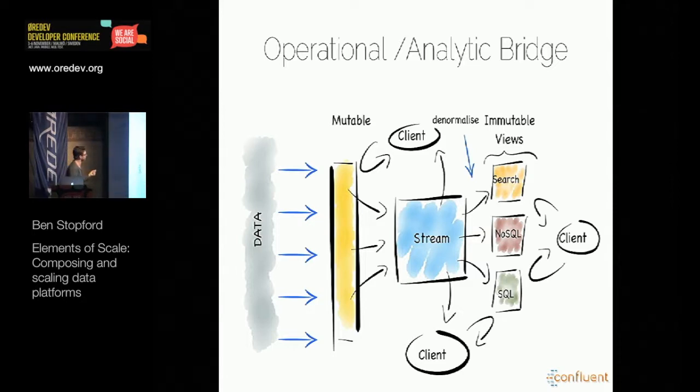So there are some quite nice concepts here, certainly from the perspective of scaling. It's mutable data at the front, where we'll generally shard, and immutable data from the stream backwards, where we may shard or we may replicate, but replication is just going to be much easier because the data is immutable.